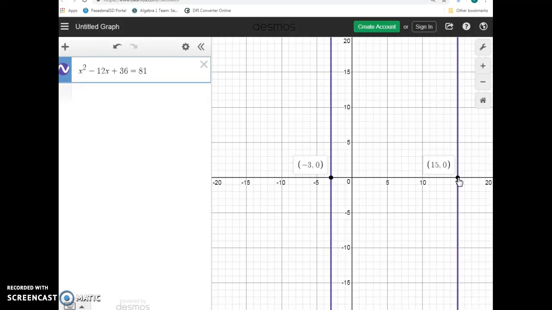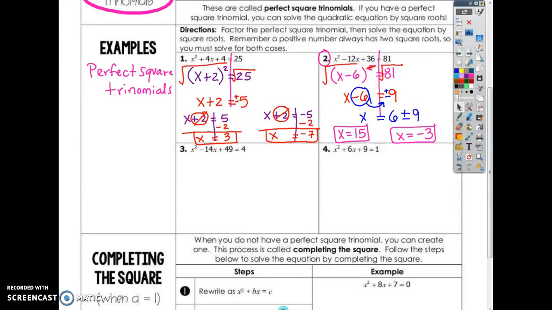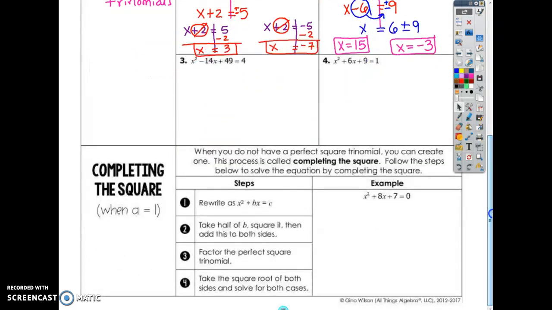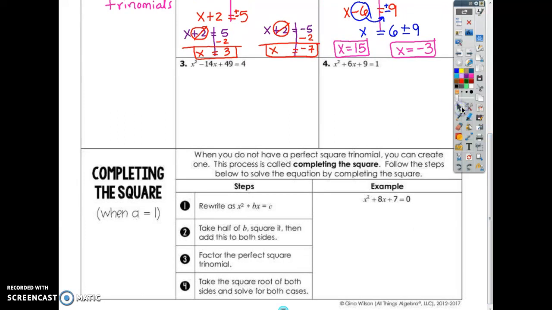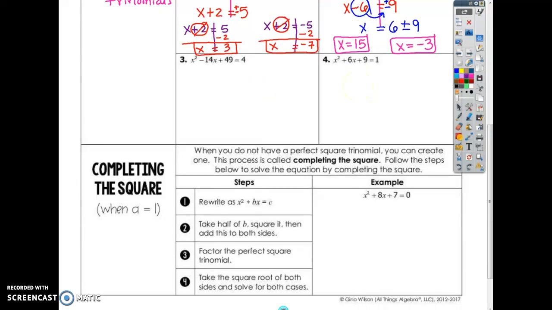So I want you to do the next two problems, 3 and 4. And then in a little bit, I'm going to show you how to do this one. Okay? So you are doing problem 3 and problem 4 right now. Pause the video. Okay. You should have finished number 3 and number 4.